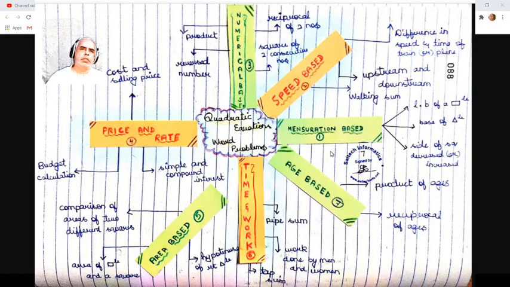So let us discuss the first one, that is mensuration based problems. So here mensuration means what? It deals with surface area or volume, so surface area and volume of various figures, solid figures, and even plane figures also.